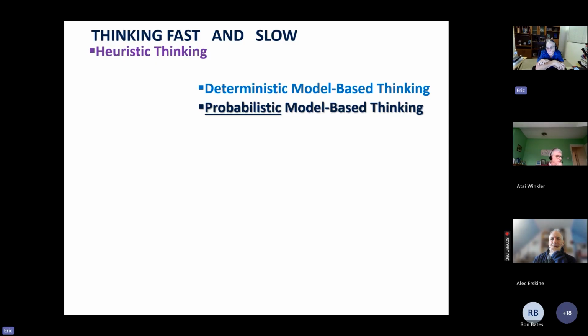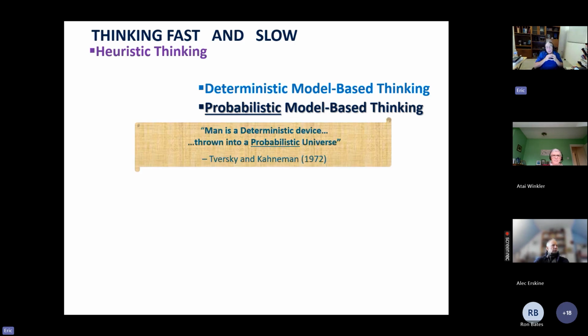But when we combine it with statistics, statistical engineering, we can go from deterministic model-based thinking to probabilistic model-based thinking. Another formal term for it is stochastic model-based thinking. And interestingly enough, this is something that was of interest to Kahneman and Tversky when they began their collaboration, 30 years before they won the Nobel Prize in Economics in 2002. The beginning of the collaboration actually started with looking at differences between Bayesian approaches and the way people made decisions involving probabilities. And at the beginning of their collaboration, here's a quote: "Man is a deterministic device thrown into a probabilistic universe." So to make engineering even more powerful, it would be good to go from deterministic model-based thinking, bringing in statistical engineering, to probabilistic model-based thinking.